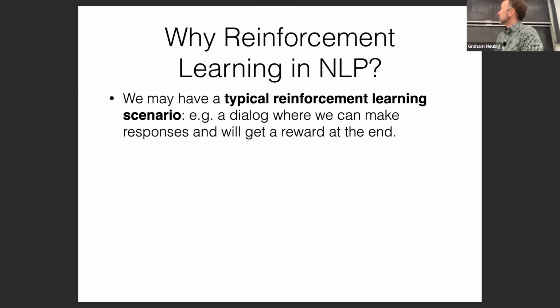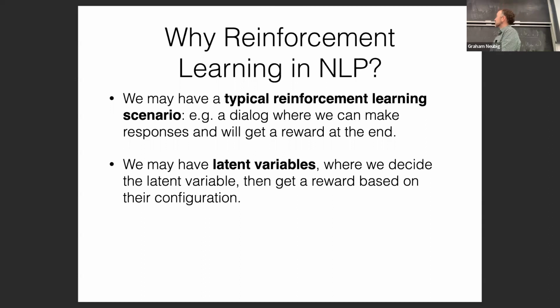There's multiple places where you could use reinforcement learning in NLP. One of them is exactly what we talked about before with dialogue, where we can make responses and get a reward at the end of the dialogue based on task completion. Another example is latent variables, which I'm going to talk about next time. That's basically where we have intermediate variables in whatever problem we're trying to solve. And usually it's intermediate discrete variables, not continuous variables, where we need to make a decision over which discrete variable we're going to use. And that can also be trained using something like reinforcement learning.